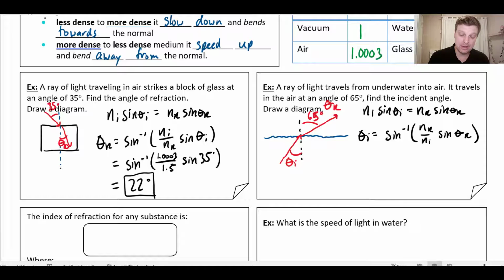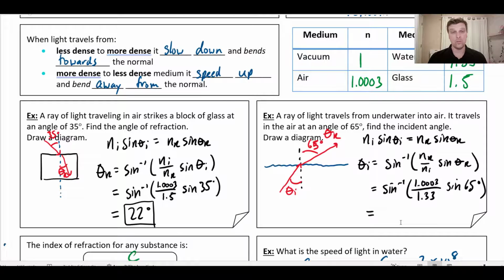Okay, so plugging in all my numbers, inverse sine. Now the refracted index in this case is air, so that's 1.0003. And I'm going to divide that by 1.33 for the index of water, and multiply that whole thing by the sine of 65 degrees, because that's my refracted angle. Okay, and when you crunch the numbers, you should see that the incident angle is right around 44 degrees, which again makes sense, that it's less than the refracted angle, which was 65.